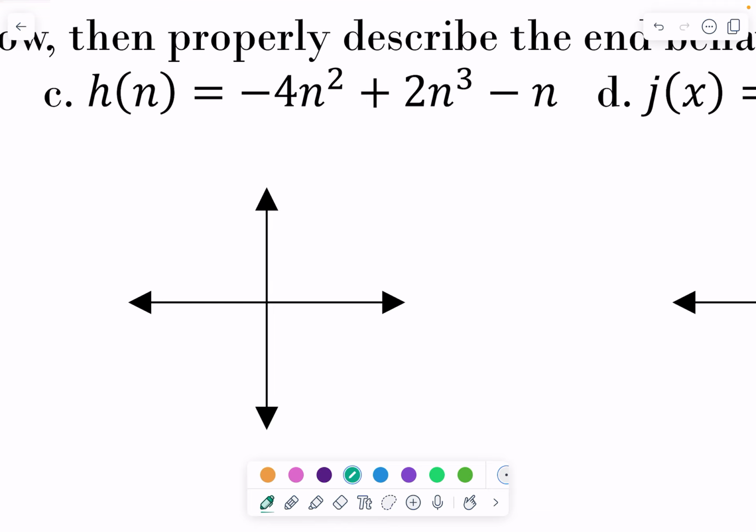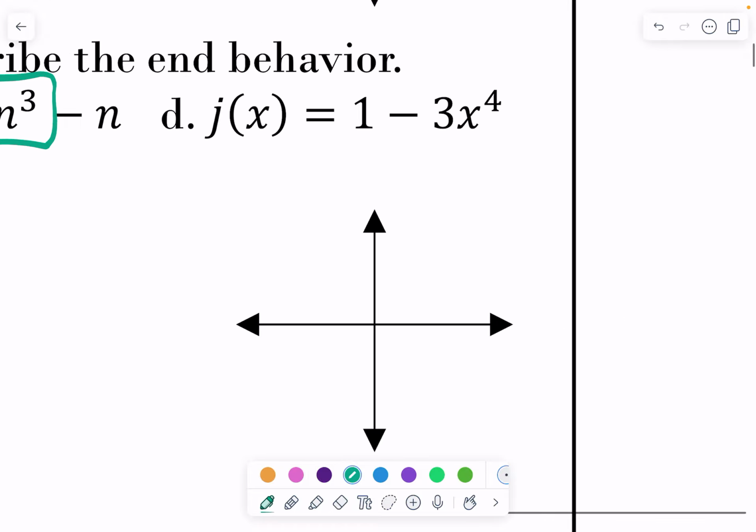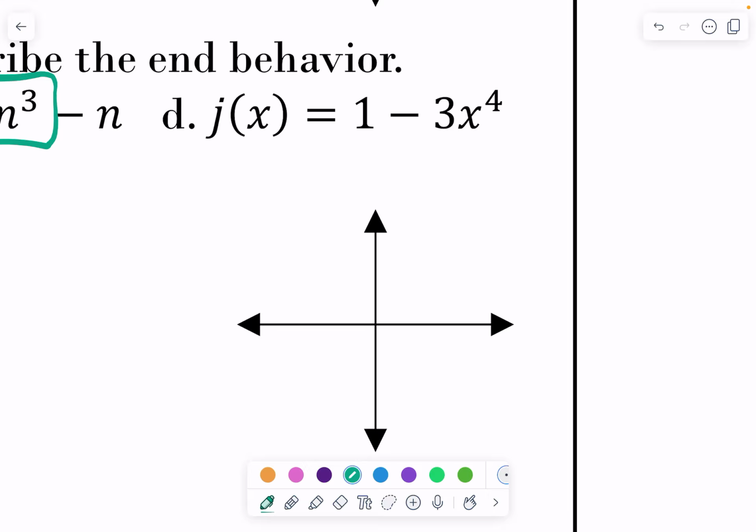Take a pause. Okay, hopefully you paused. And then we have h of n equals negative 4n squared plus 2n cubed minus n. Again, not in our standard form, but we're going to box in our highest degree. This is an odd degree, and it's a positive number. So we're going to have our values going in opposite directions. One's going to be in the third quadrant. One's going to be in the first. And then we'll sketch our function like so.